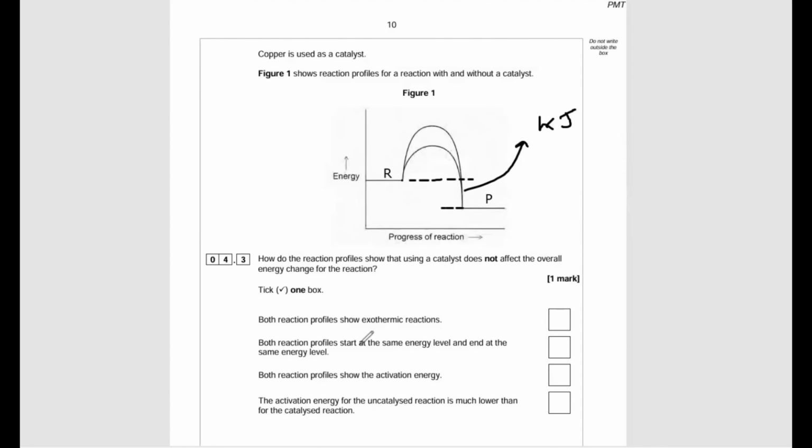So let's have a look. Both reaction profiles start at the same energy and end at the same energy. Yes, that is the reason. Because this gap, the amount of energy that would go in there, would be the same for each of these because they start in the same place and end in the same place. So that's definitely the one. Boom.